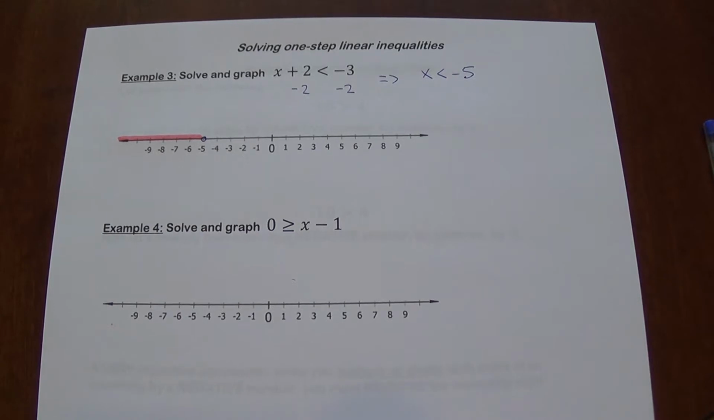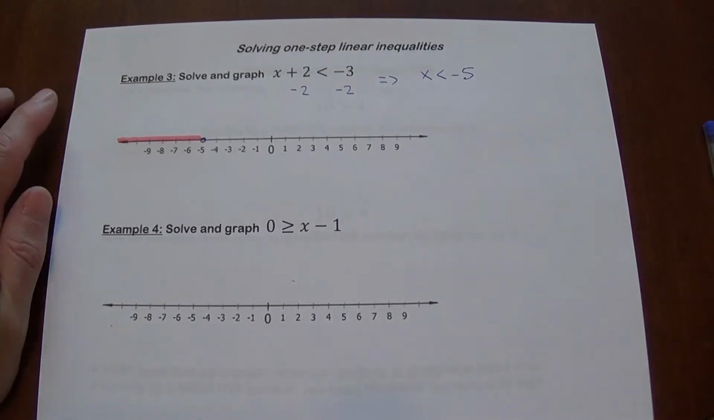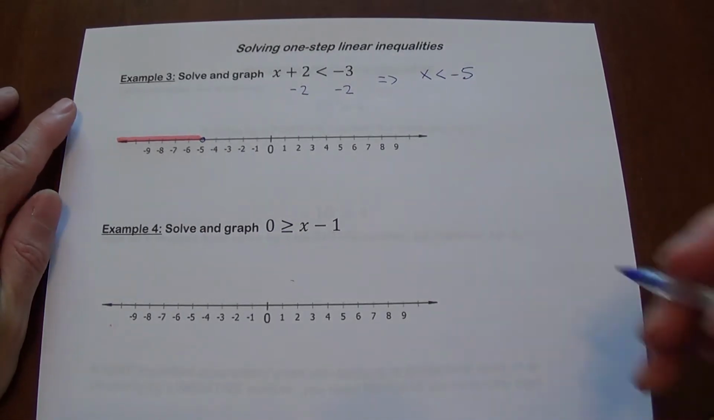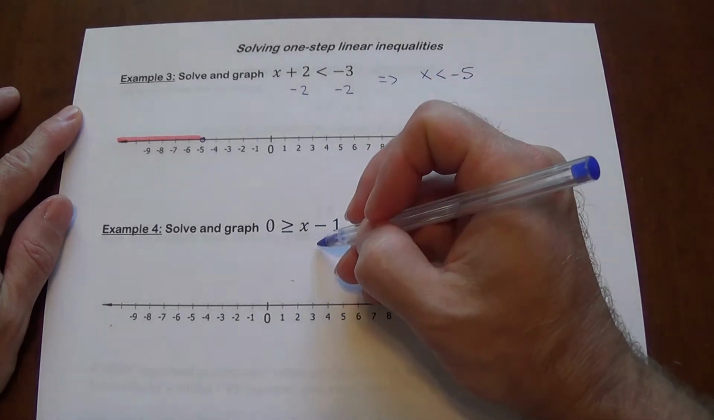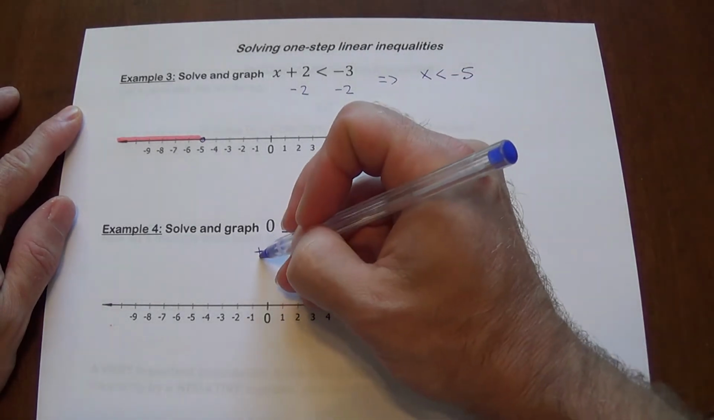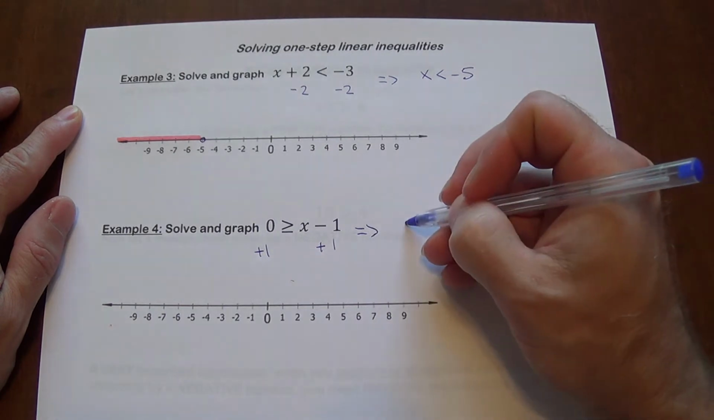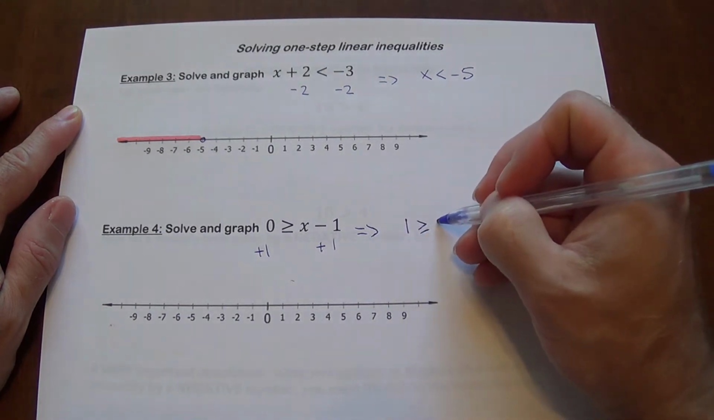There's something interesting with example 4, but let's solve it first because we want to leave x by itself. So we have x minus 1, so we're going to do plus 1, plus 1. That is going to give us 1 is greater than or equal to x.